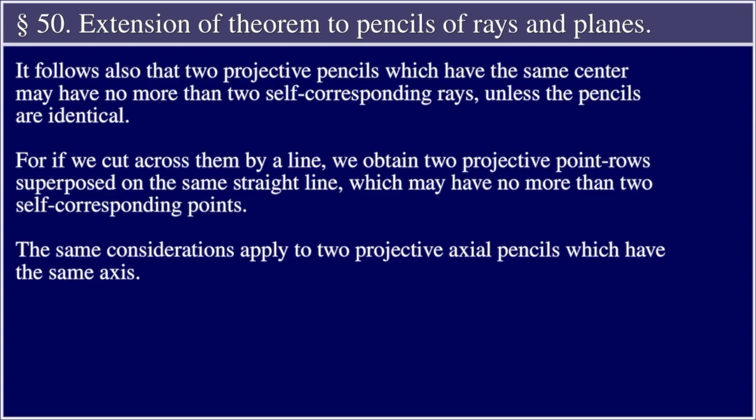Section 50. It follows also that two projective pencils which have the same center may have no more than two self-corresponding rays, unless the pencils are identical. For if we cut across them by a line, we obtain two projective point rows superposed on the same straight line, which may have no more than two self-corresponding points. The same considerations apply to two projective axial pencils which have the same axis.